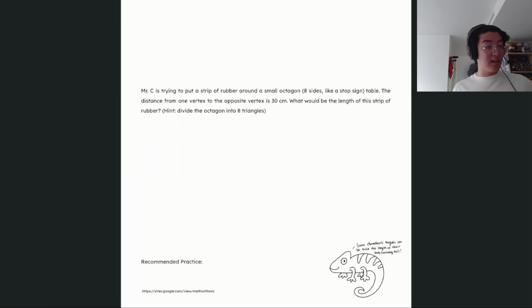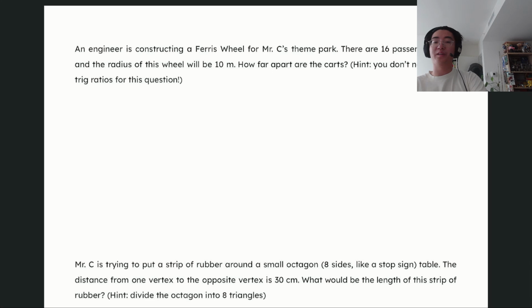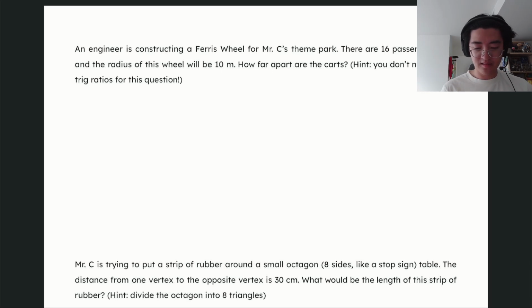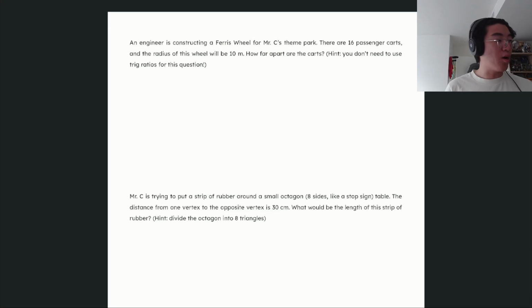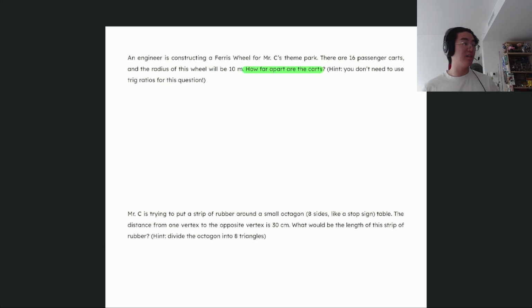Okay, so the next two here are also extending because they're more conceptual than just straight up calculations. Like I said, most of the difficulty of this unit comes from setting up the equation, not solving them themselves. Okay, so looking for a Ferris wheel here. Those are big circles. And then we got 16 passenger carts. The only number we're given here is the radius of the wheel is 10 meters. How far apart are the carts? And as the sign suggests, we don't actually need trig ratios at all.